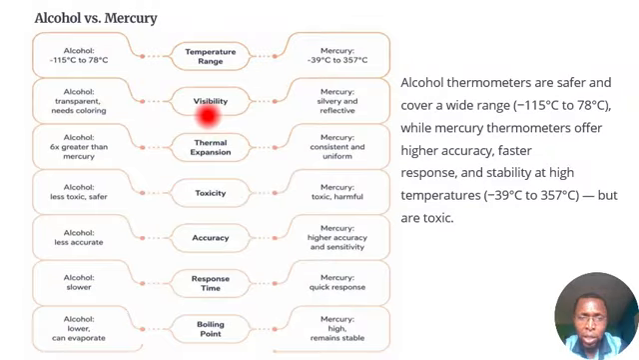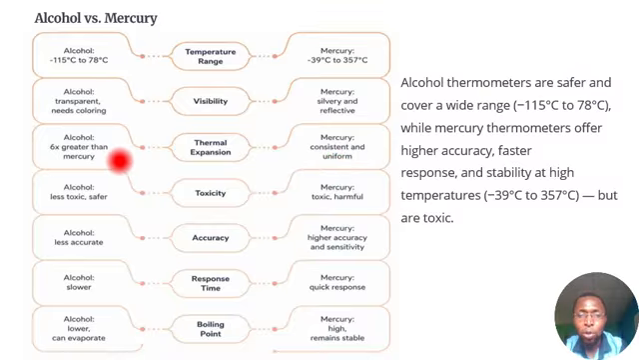Now, in terms of visibility, which one can you easily see between mercury and alcohol? Mercury has a silver color, so you can easily see it. But alcohol is transparent, except you add a coloring to it. So in terms of visibility, mercury is more visible than alcohol. Then, in terms of thermal expansion, mercury is consistent and uniform in its expansion, but alcohol expands about 6 times more than mercury.